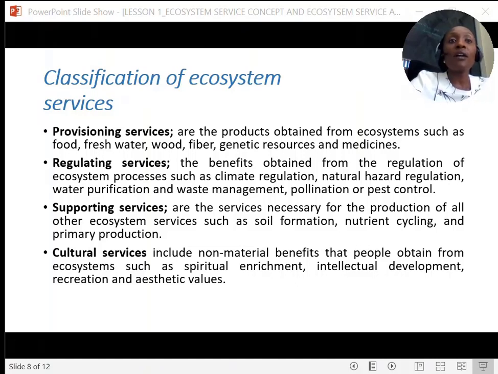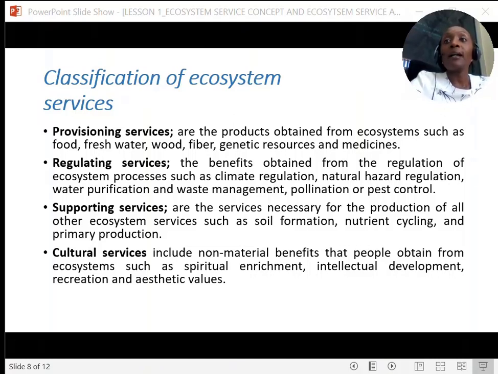We also have regulating services, which basically are the services that ecosystems provide by acting as regulators of ecosystem processes. And for this, we have examples like climate regulation, natural hazard regulation, like flood control and soil erosion control. We also have aspects like the purification of water, the management of waste, pollination, and pest control. The list is quite wide.